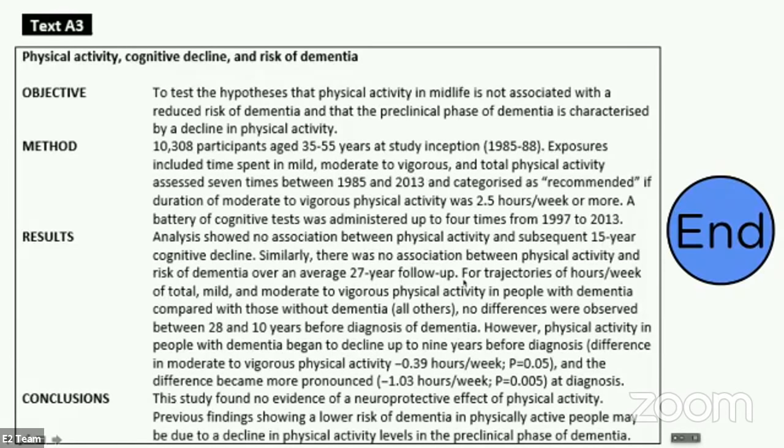This is the sort of reading you're doing. Conclusions. Okay, no evidence of this. Previous findings, lower risk of dementia, physically active people. Cool, got it. Move on to text A4.